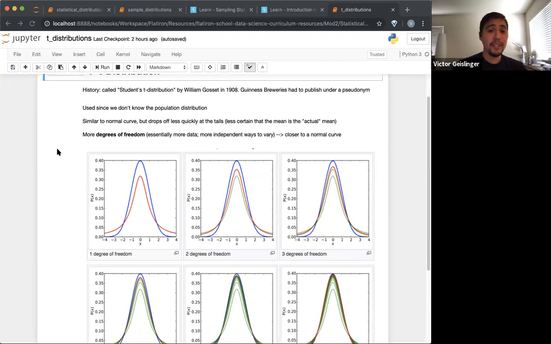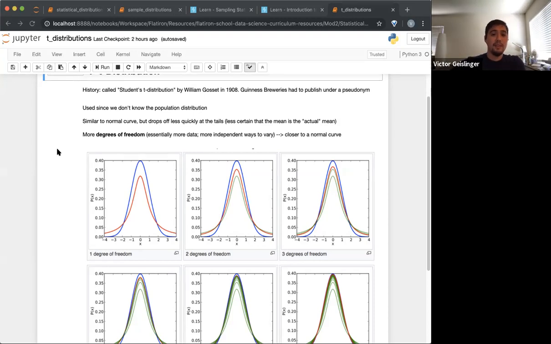But the t-distribution really comes from the fact that we don't know the true population distribution. We don't really know what it looks like based on our samples, right? You have a sample, but you actually don't know what the population looks like. So you can use a t-distribution over something like a z-score, and the t-statistic allows us to factor in that we might have more of a spread of the data from our sample itself.